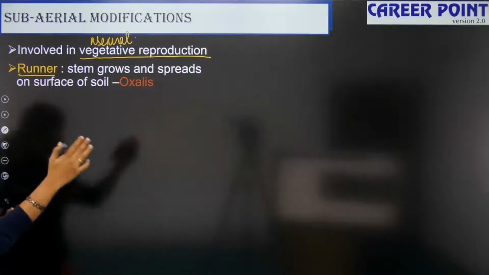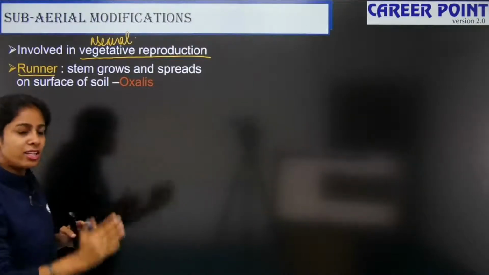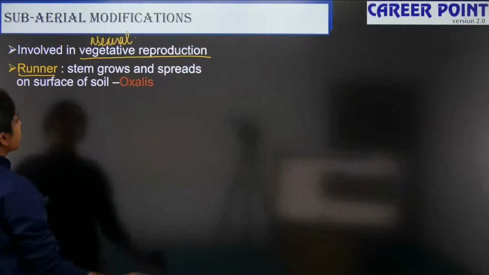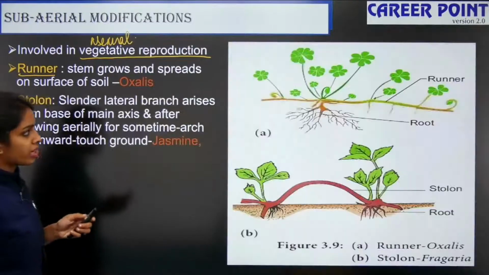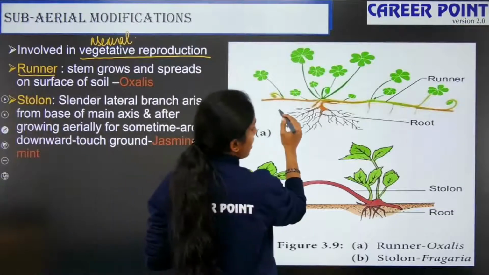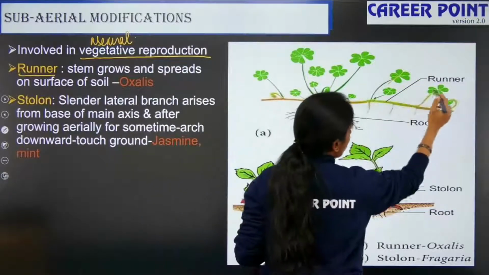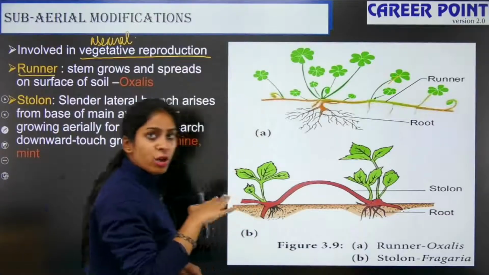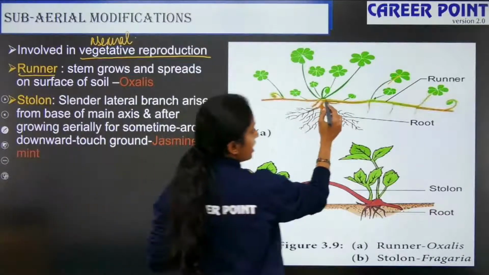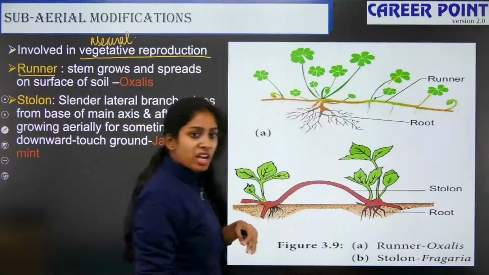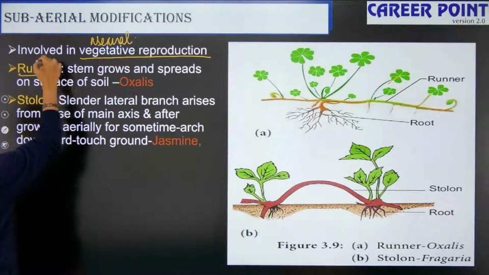So runner is to run, so your stem runs, that is the literal meaning. The stem grows and spreads on the surface of the soil. Can you see the stem grows, so we are talking about the stem, and the stem is spreading on the surface of the earth. This entire portion is the stem, so it is running on the surface. So it is an example of a runner.